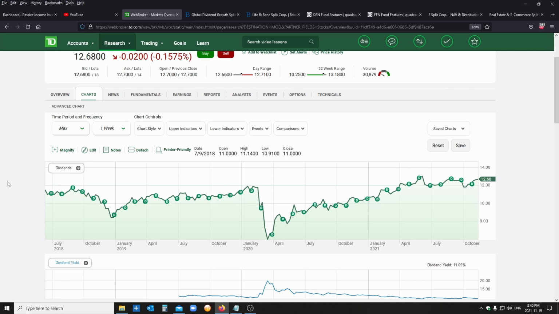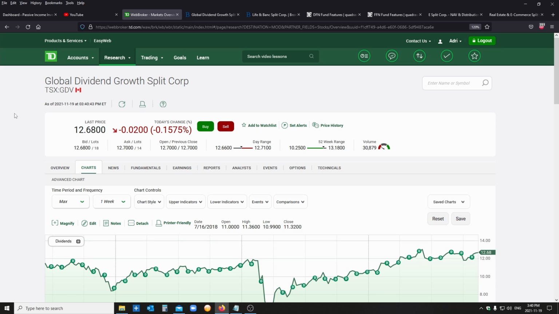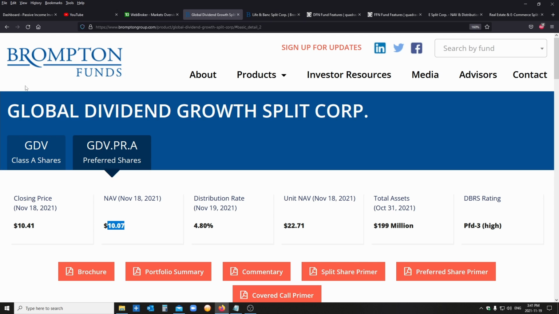But this is a newer fund. It's only been around since mid 2018. So unlike LBS, DFN, FFN, they've been around a lot longer. So here are the examples, guys. I winged it. I hope I covered everything, but now that you've seen the examples, you should know exactly what I'm talking about, right?